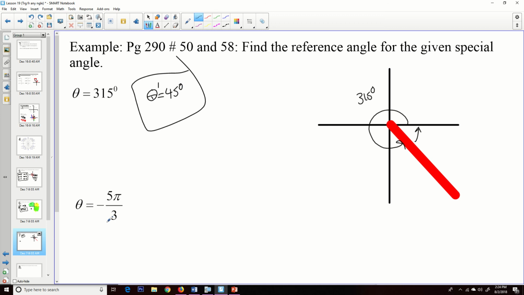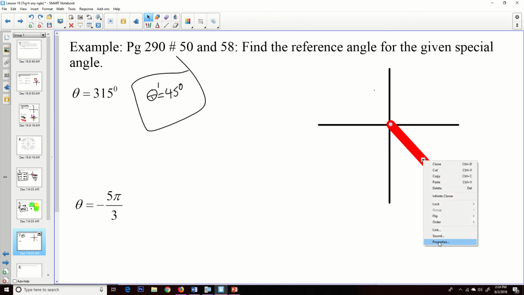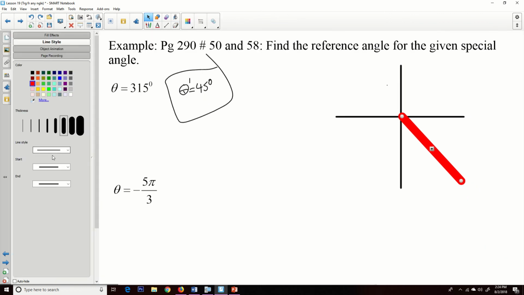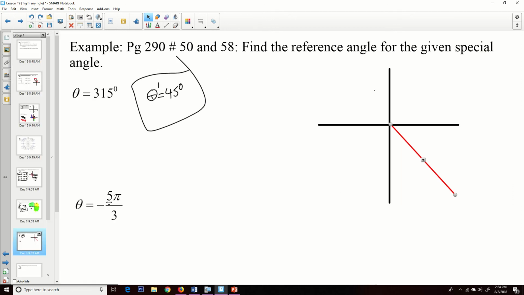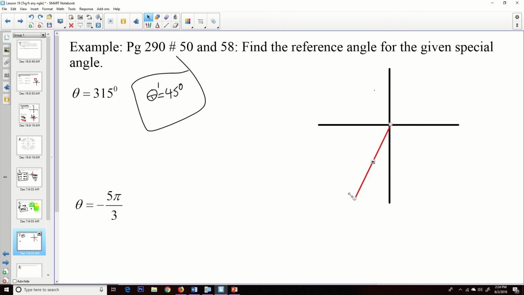Okay, so let's erase this. Let's use the same picture here. And this is just way too big, so let's make this much smaller. There we go, that's a little bit nicer. All right, so negative 5 pi over 3. Okay, so we can do that. So I start here. There's negative 1 pi over 3, 2 pi over 3, 3 pi over 3 is 180 degrees, 4 pi over 3, 5 pi over 3. So I start here and I go negative to there.